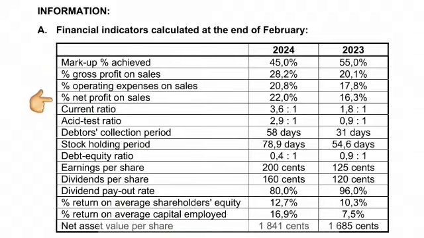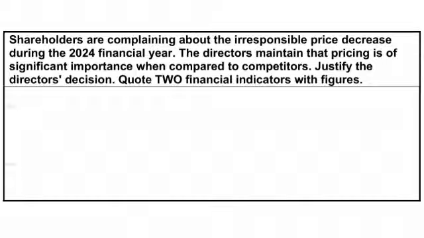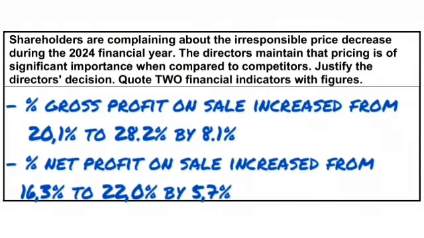So when you have gross profit on sales and also net profit on sales, profit is so straightforward. So when you are looking for profitability indicators, just look at the financial indicators that have profit in them. If you forget them, that's your clue. So you are looking at those financial indicators. Now, if you paid attention, you will have seen that percentage gross profit on sales increased from 20.1% to 28.2%. That means it's an increase by 8.1.